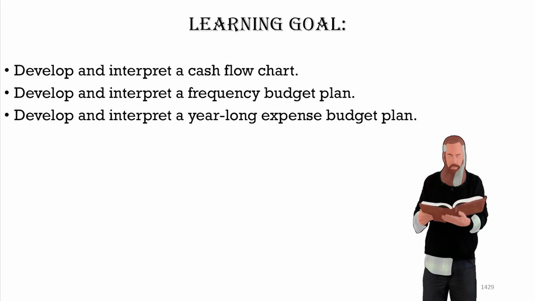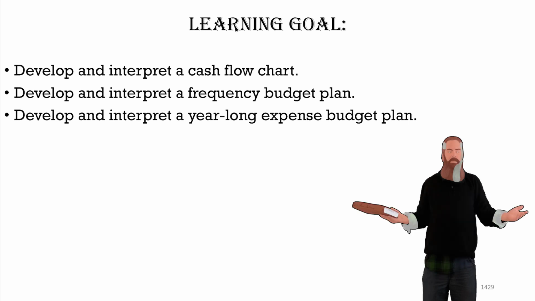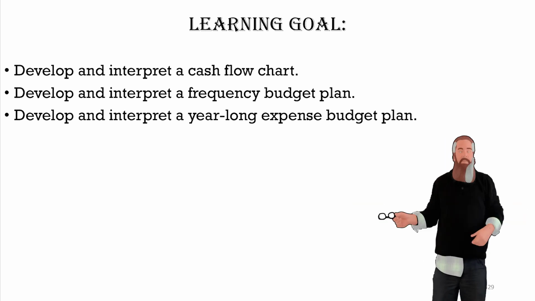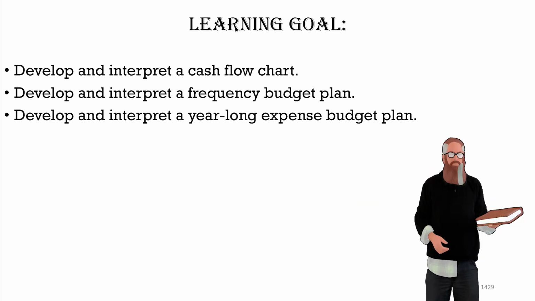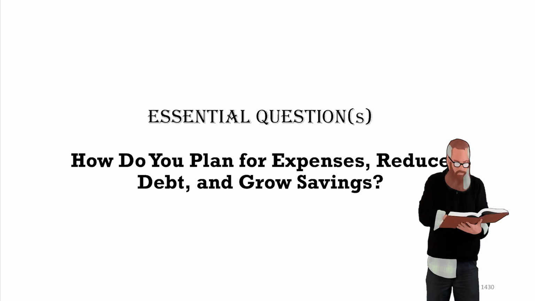It was A. Latimer that said, budget, a mathematical confirmation of your suspicions. In this lesson, we're going to develop and interpret a cash flow chart. We will develop and interpret a frequency budget plan, and we will develop and interpret a year-long expense budget plan. All to answer the question, how do you plan for expenses, reduce debt, and grow savings?